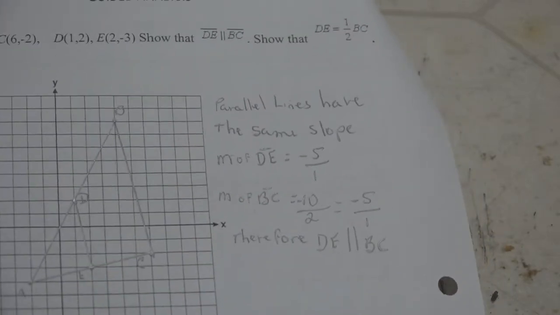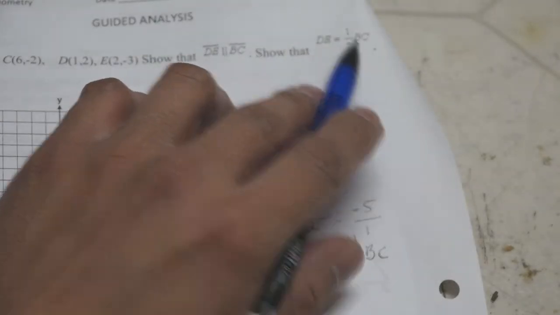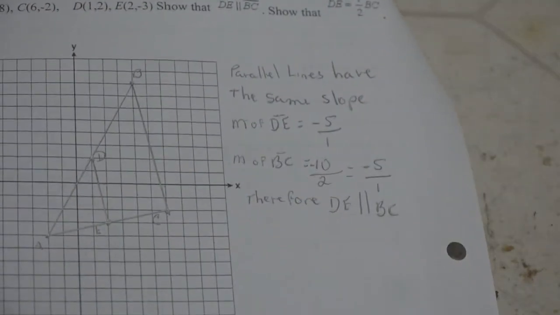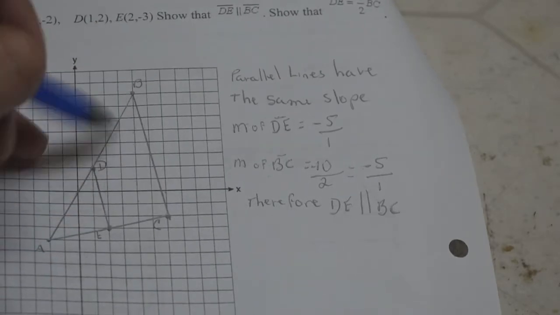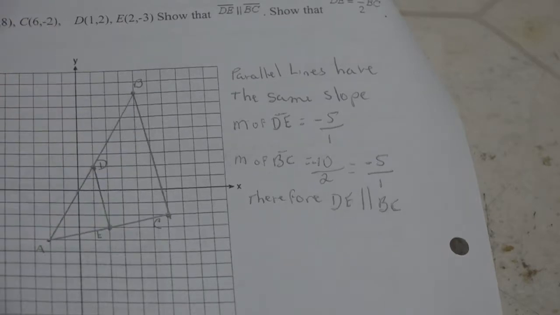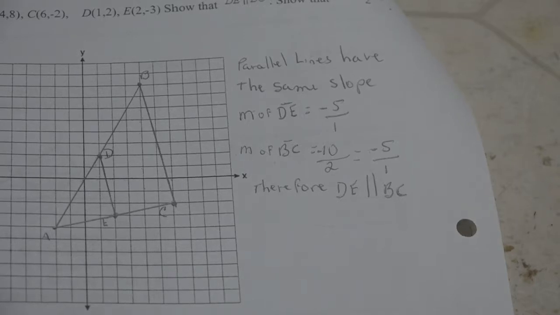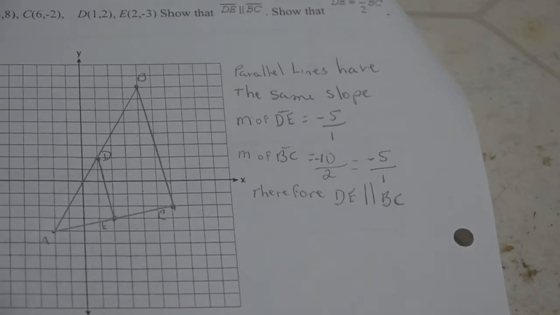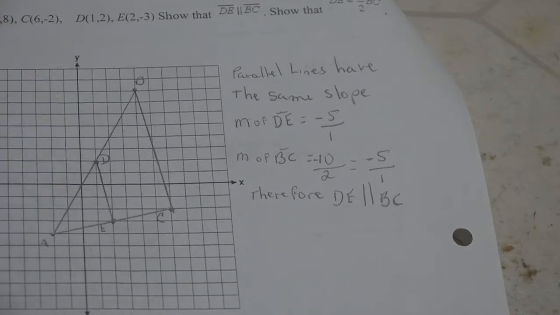What else is included in this problem? Well, it says show that DE is half of BC. Show that DE is half the length of BC. I can tell you right now that it is because of the mid-segment theorem, but it's not that easy. First I am going to figure out the lengths. How? By looking at the coordinates.